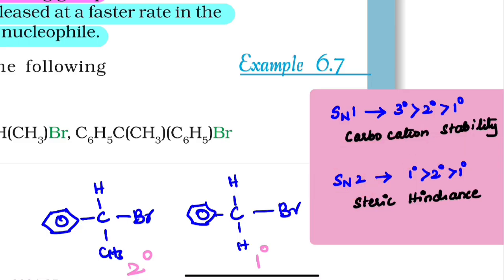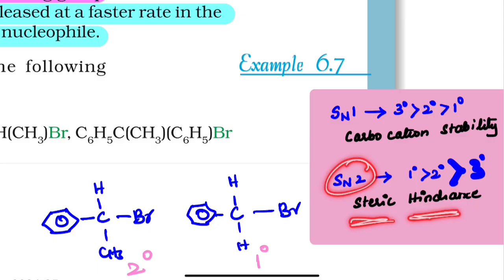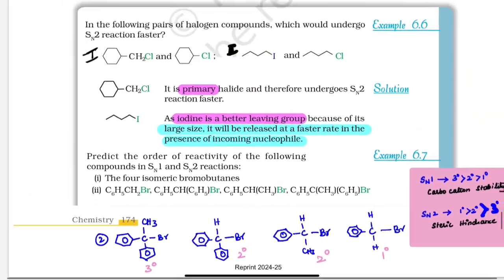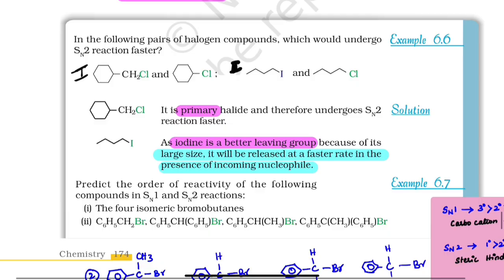So this is tertiary. So this will be tertiary. And then you have to check the steric hindrance. For SN2, you have to check for the steric hindrance. So now we will see the question. Now we will compare these two, and we will see which would undergo SN2 reaction faster.